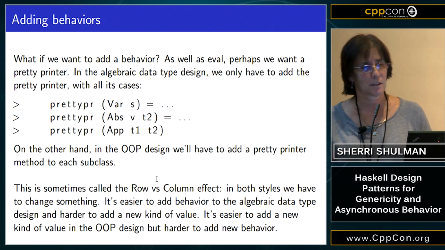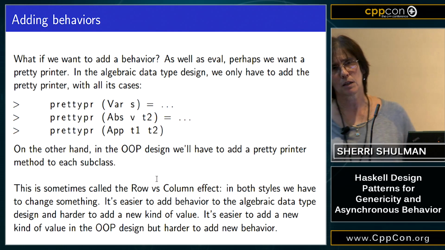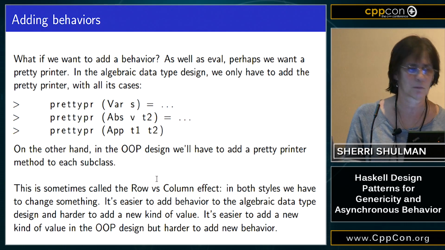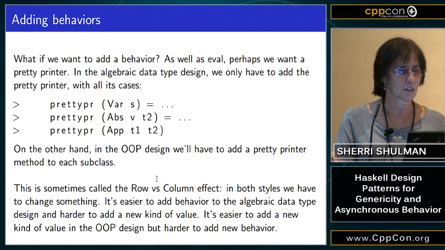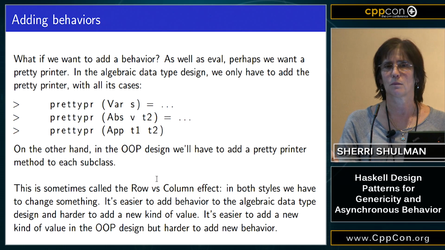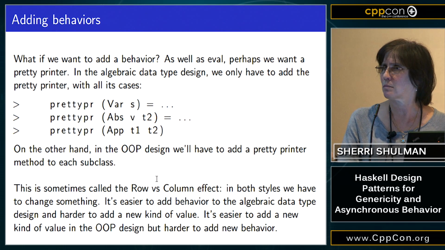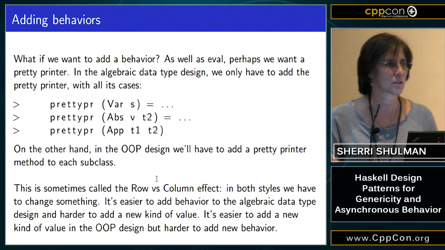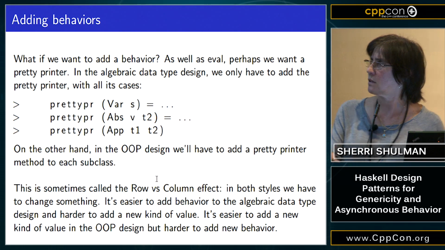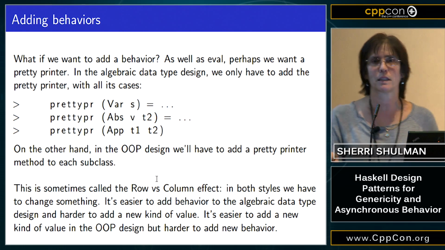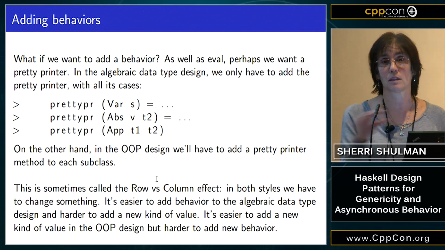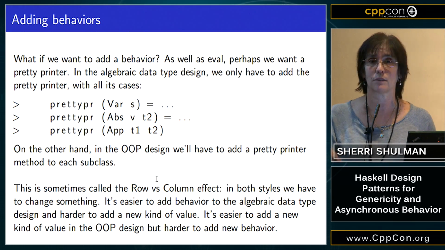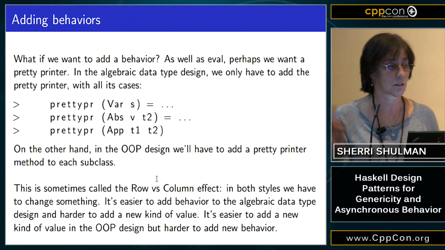All right, what if we want to add a behavior? So the flip side is I'm happy with my terms, but I want to have a new behavior. So what if I want to have a pretty printer? If I want to add it in the algebraic data type design, then all I'll have to do is add that function. So there's the pretty printer, and I have to give all the different cases for each element of the discriminated union, but I don't have to touch anything else. All the other methods, the eval and any other behaviors that I have, are not touched or altered.